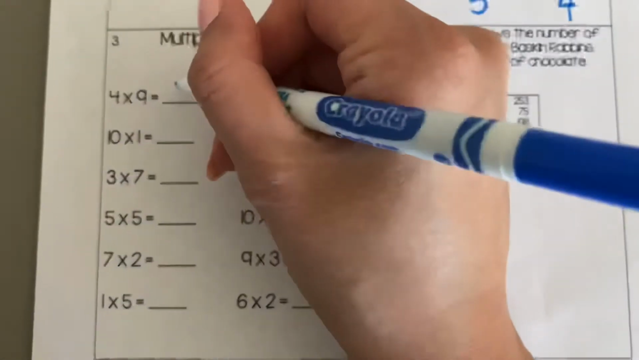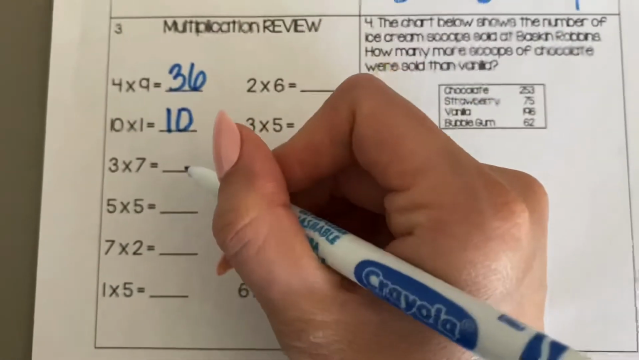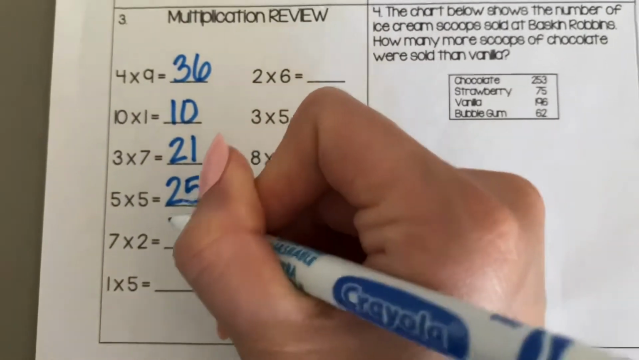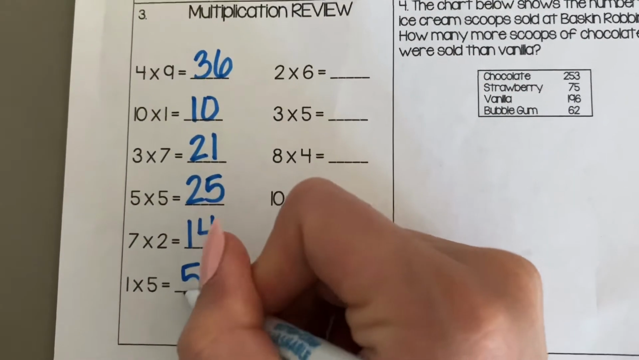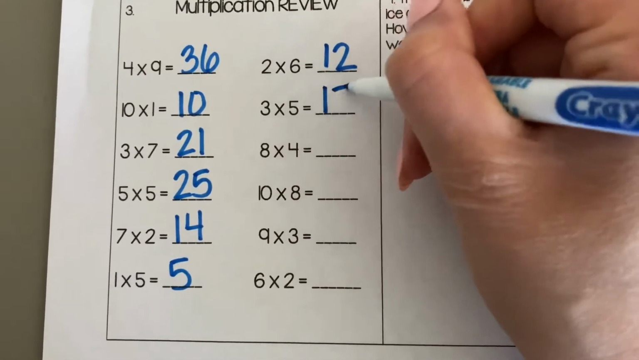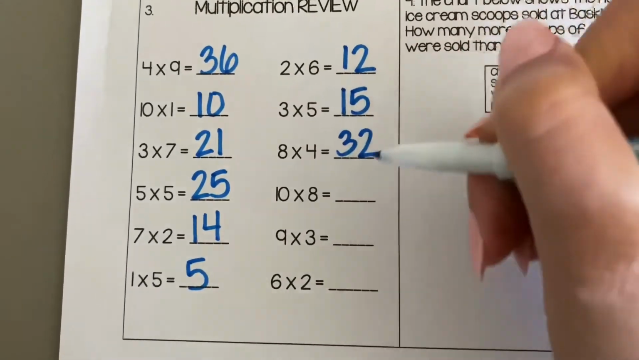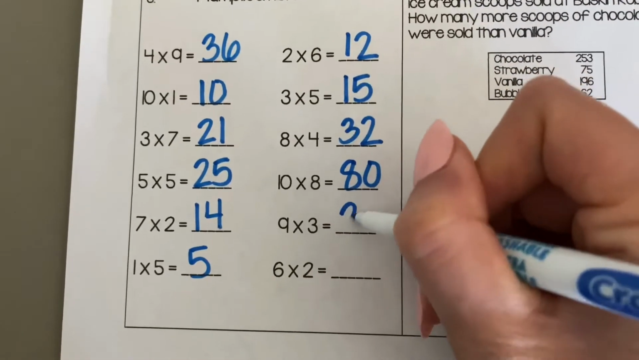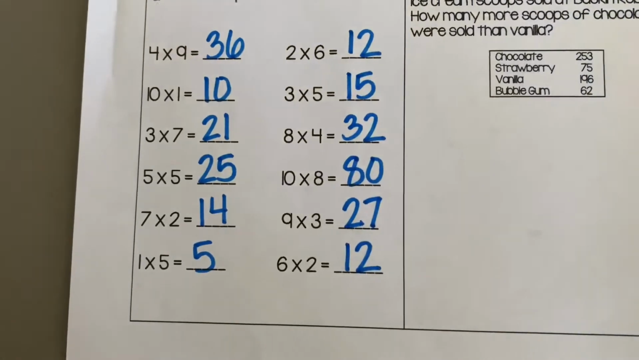4 times 9 is 36. 10 times 1 is 10. 3 times 7 is 21. 5 times 5 is 25. 7 times 2 is 14. 1 times 5 is 5. 2 times 6 is 12. 3 times 5 is 15. 8 times 4 is 32. 10 times 8 is 80. 9 times 3 is 27. And 6 times 2 is 12.